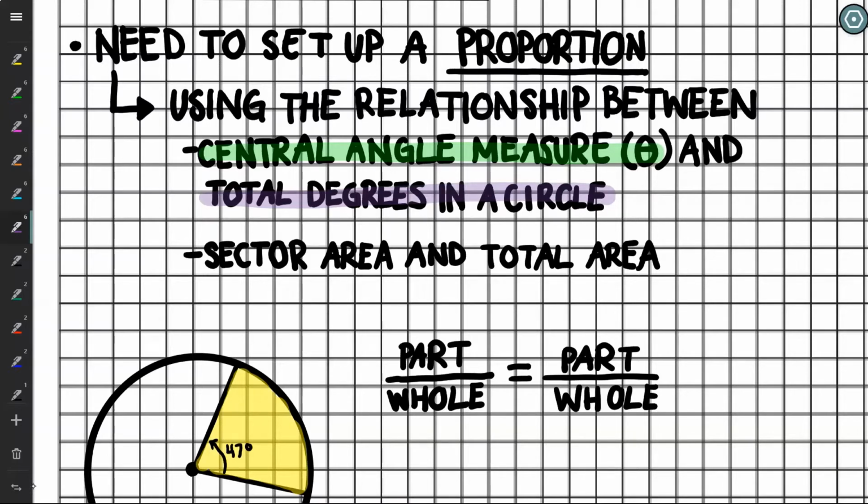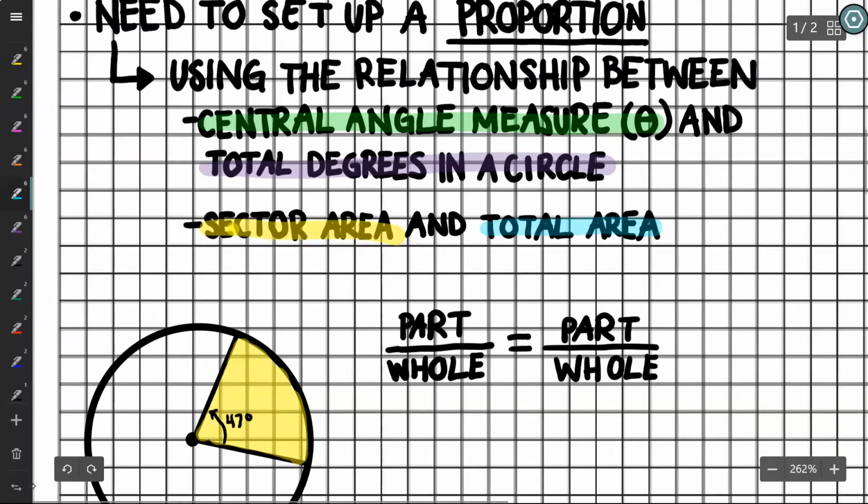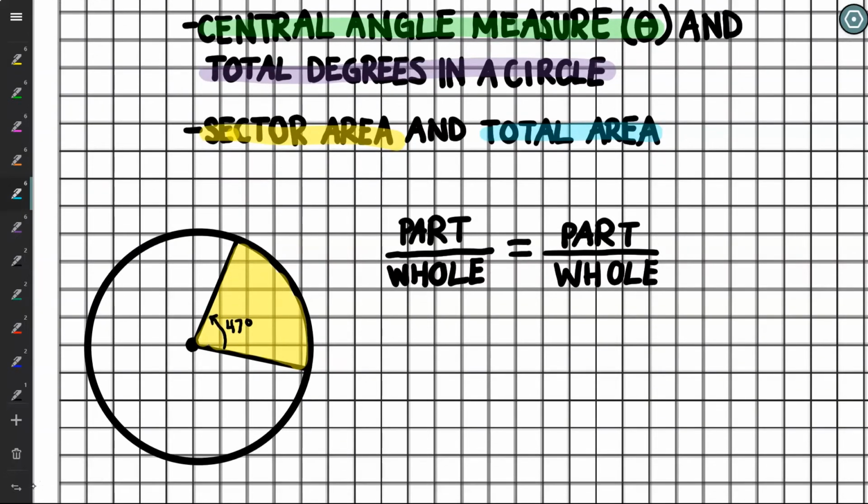And we're also going to look at the relationship between the sector area, I'm going to put that in yellow, and the area of the whole circle. So proportions are always set up as part over whole equals part over whole. This is how you calculate percentages, like out of a certain number of questions on a test.